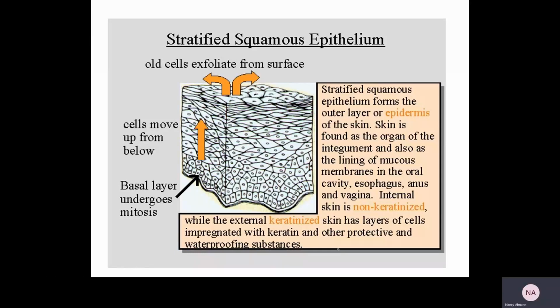As they move away from the basement membrane, they are moving away from the blood supply. Let me repeat that. As they move away from the basement membrane, because mitosis is occurring, they are moving away from the blood supply. So you are more likely to have cells that are going to die and slough off. Sure enough, that's what happens. The old skin cells are going to exfoliate from the surface.